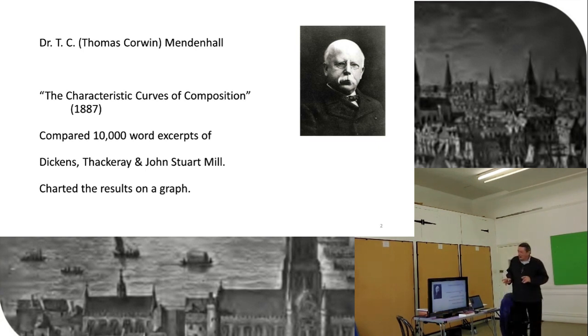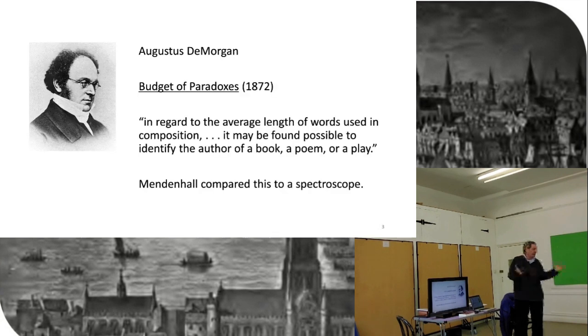Now, he published in 1887, which is why he's interesting to us, this thing called The Characteristic Curves of Composition. And he compared 10,000 words of excerpts from Dickens, Thackeray, and John Stuart Mill. What he was trying to do, his theory, was to chart it on a graph, and he got the idea from an Englishman, Augustus de Morgan, a perfectly good English name, a professor of mathematics at the London School for Mathematics, who hypothesized that it might be possible to come up with an author's signature if you counted all the letters in the words that he uses and then took an average per word.